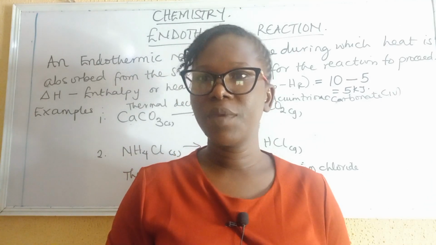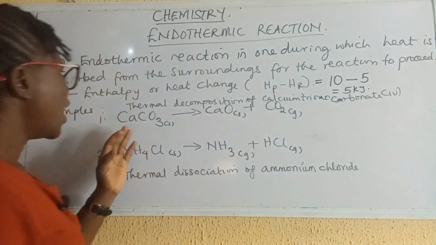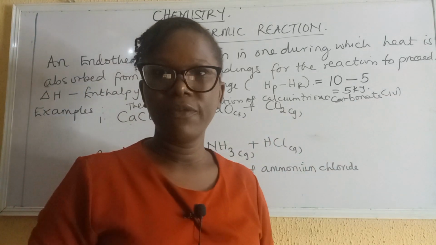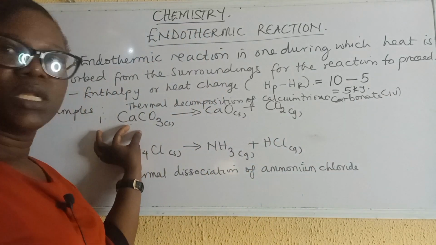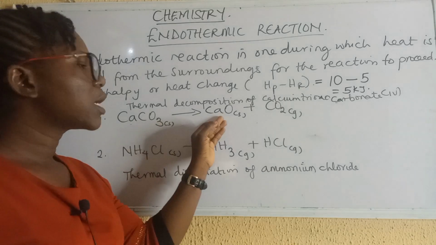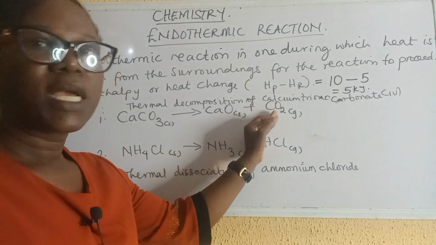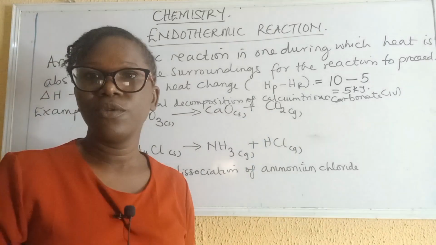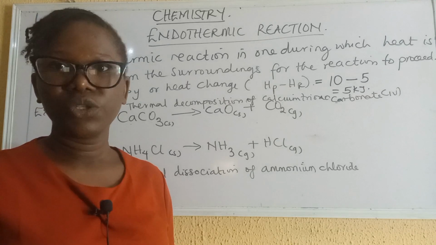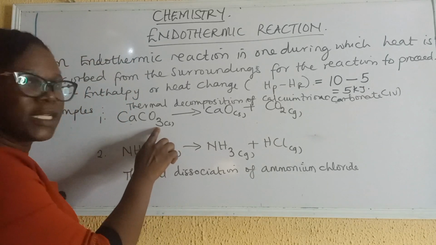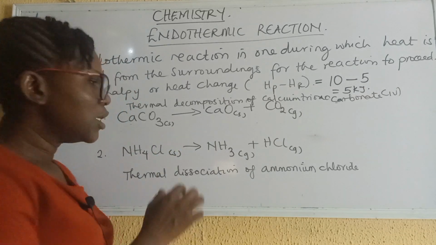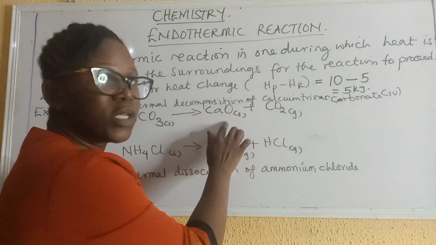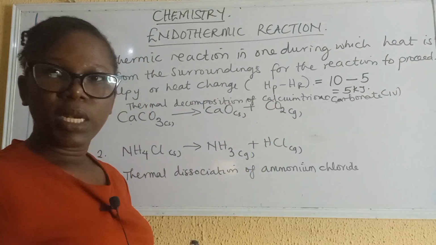Examples of endothermic reactions: we have the thermal decomposition of calcium trioxocarbonate(IV), CaCO3. This is a compound that when broken down yields calcium oxide and carbon(IV) oxide. There is need for heat at the beginning. Heat is required at the beginning. The reaction doesn't just occur. It's actually a solid, and when you put in heat at the beginning to heat this solid, it breaks down into calcium oxide, which is also a solid, and a gas is liberated.